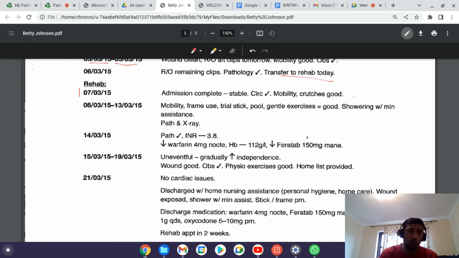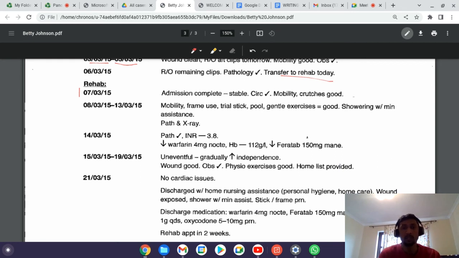Frame use means to walk. The patient is walking with the frame, just to walk with the crutches like a frame. Okay, the assistance for the walking. That's so, the patient had a surgery. I think the patient needed mobility assistance. Okay, using frame. That's it.